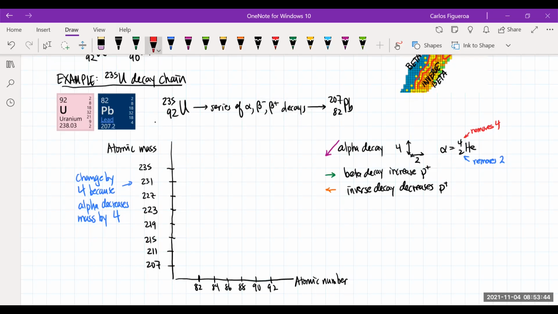So here we go. We know we have 235 uranium, which is right here. This is 235 uranium, and it's going to decay. Where does it decay to? It's got to go all the way to 207 lead, right? This is 207 lead. So there's a series of decays. And so maybe what happens here is it goes something like this. It goes this way. Oops, wrong color. It goes this way. That means that it's an alpha.